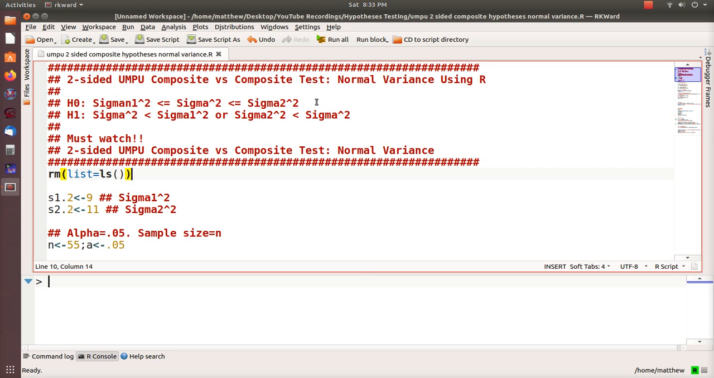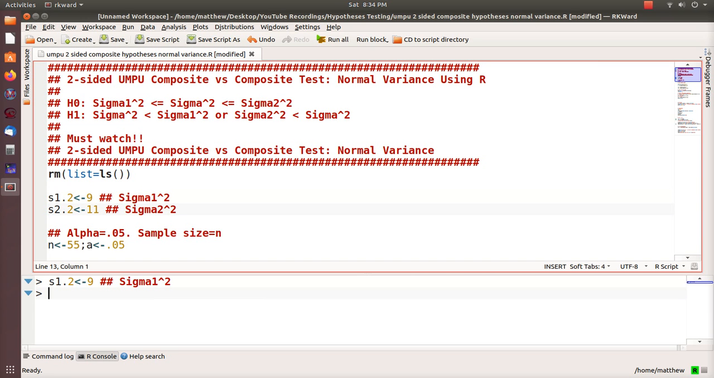Oh, maybe I should say the hypothesis: the null hypothesis is that sigma, the variance of the normal distribution, is between two values, sigma 1 squared and sigma 2 squared, or is it strictly less than sigma 1 squared, or is it greater than sigma 2 squared? So we are going to assume that we're testing sigma 1 squared of 9 and sigma 2 squared of 11. So is the true variance between 9 and 11 or not?